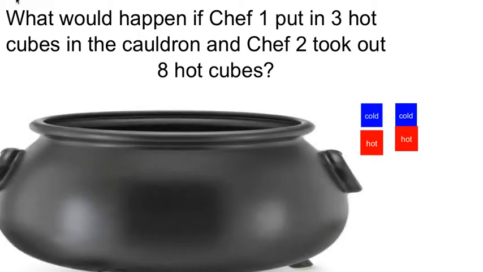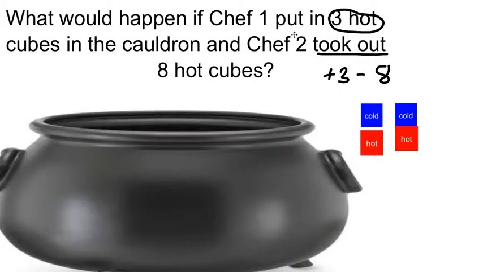So what we're going to do again is just look at a few different examples and see what we can get. Hopefully we can figure out what's going on here. In this example, we have the chef who put in 3 hot cubes, so it's positive 3. And the next chef took out, subtracted 8.